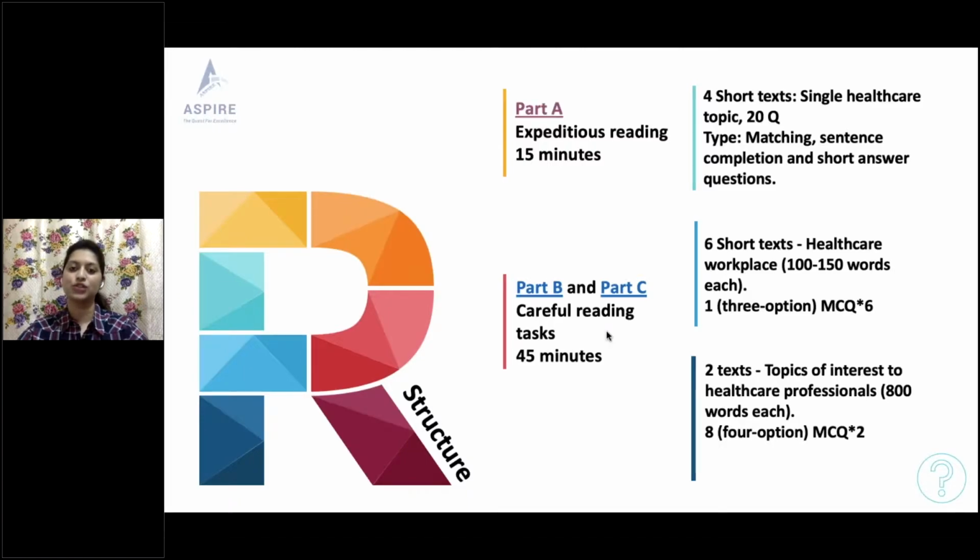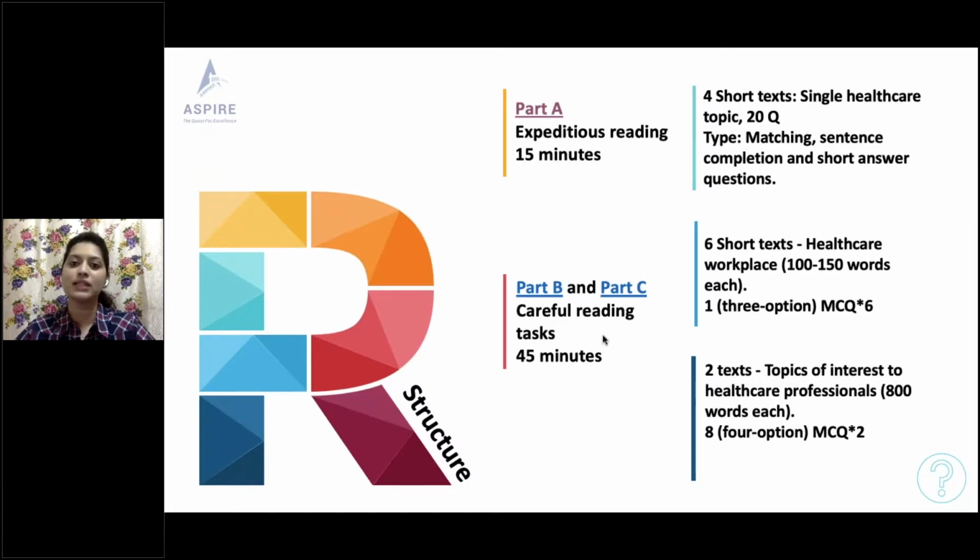So part B and C consist of careful reading. Basically these are your long extracts. You start off with 100 to 150 words in part B, so they kind of warm you up to part C. Each short text will have a multiple choice question, and there'll be 6 such questions for 6 extracts. And part C will have extracts that are around 800 words, and you will have 8 questions each. This will be a 4 option multiple choice question.